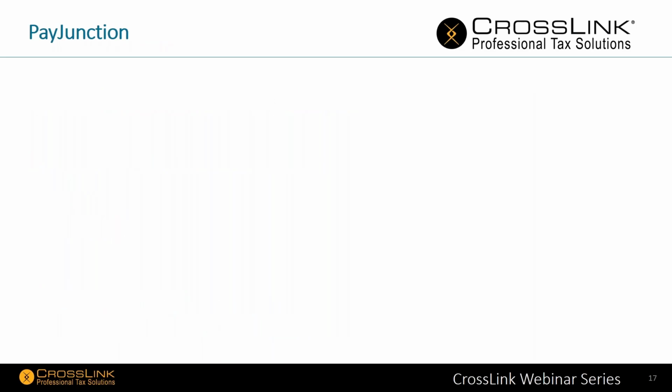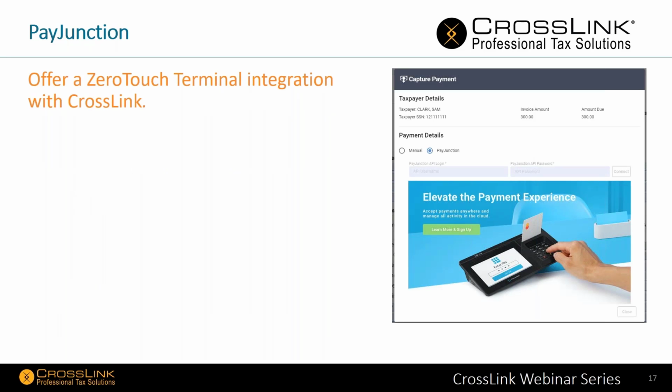And we also have now partnered with a third-party company called PayJunction. And PayJunction allows for a zero-touch terminal integration with Crosslink. So what does that mean? If you go ahead and you sign up with PayJunction, we do partner with them, where you can actually offer a terminal merchant service program within your office. So what does that look like?